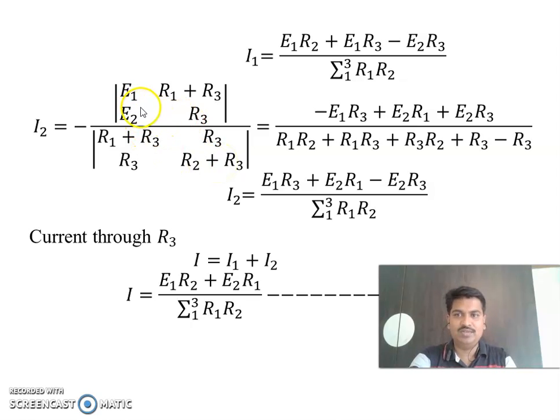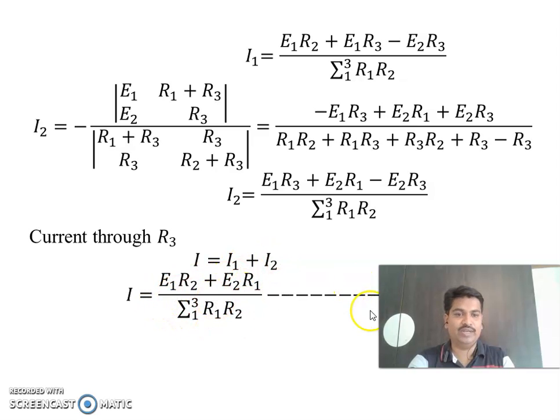Now it's easy to simplify the matrix. So E1 R3 minus E2 into R1 plus R3, multiplied by the negative sign, I'll get this. Now in the denominator also, R1 plus R3 into R2 plus R3 minus R3 square. Here the R3 square will get cancelled. We'll get in the denominator the same as sigma R1 R2, and if I add these two, I1 and I2, I'll get I.